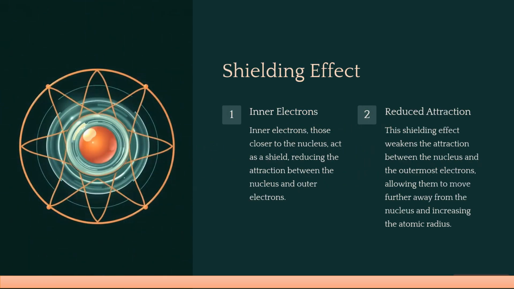While the nuclear charge pulls electrons inward, inner electrons create something called the shielding effect. These inner electrons reduce the effective nuclear charge felt by the outermost electrons, allowing them to stay further away from the nucleus. The shielding effect becomes more significant as you move down a group. This is because new electron shells are added, increasing the distance between the nucleus and the outermost electrons. The result? A larger atomic radius.